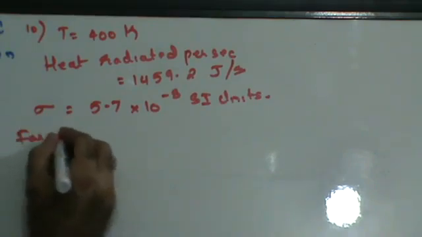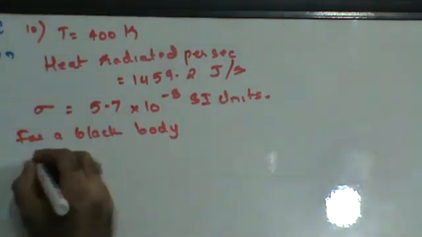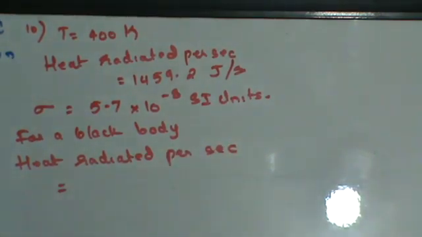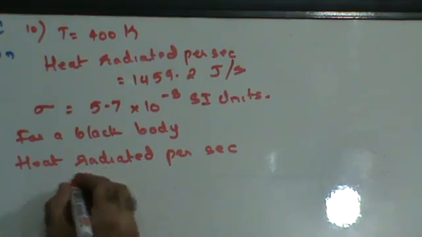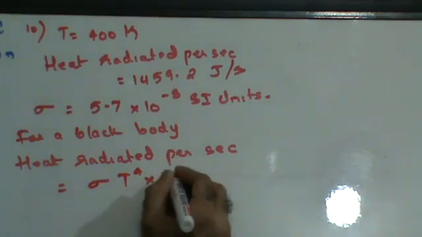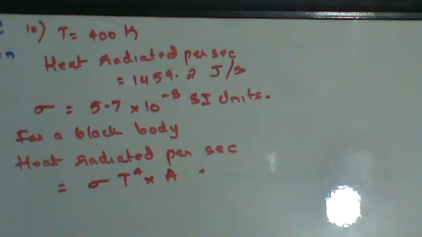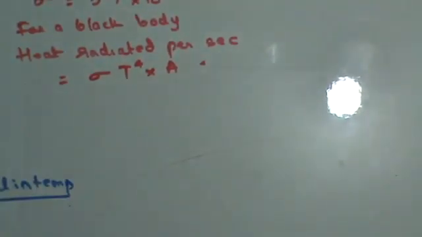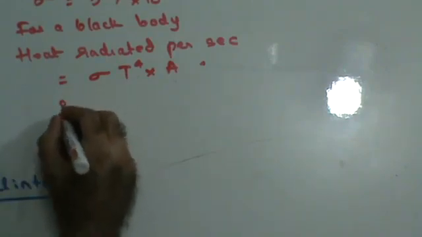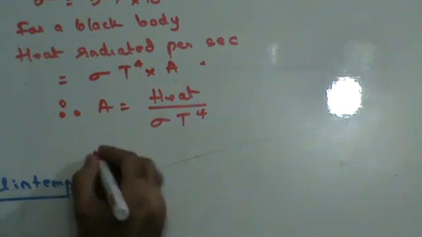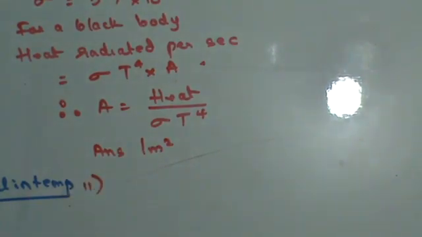I can say for a black body, heat radiated per second, since this is a black body, I don't need to take the coefficient of emission. So this would be sigma T4 into A. They haven't said per unit area, so I'm multiplying by area. Sigma is there, T is there, and they've asked you to find out the area. A is going to be nothing but heat upon sigma T4. You should get the answer for this as 1 meter square.